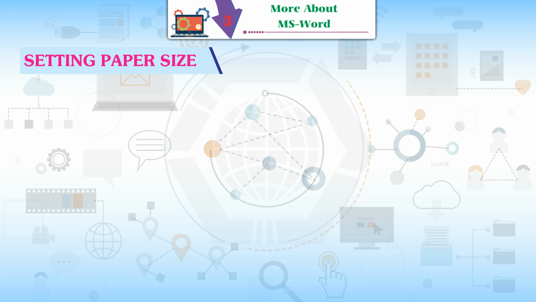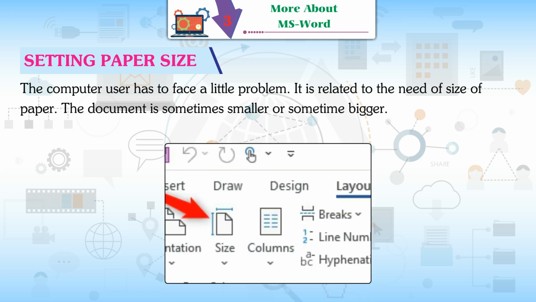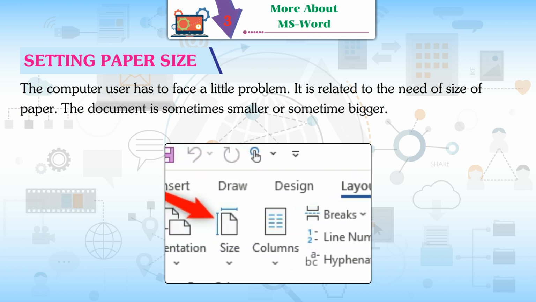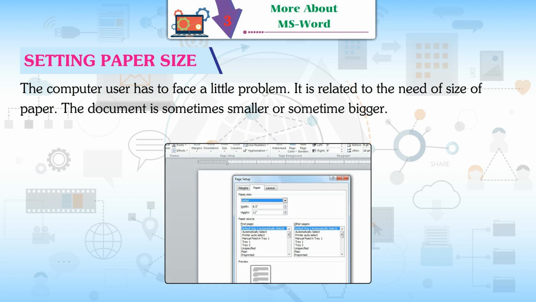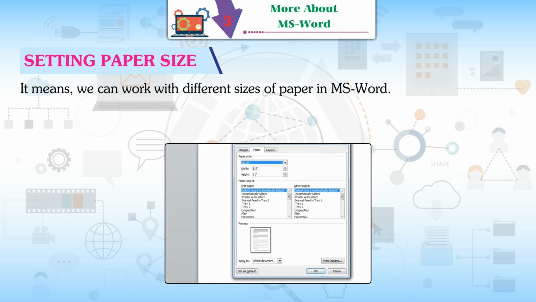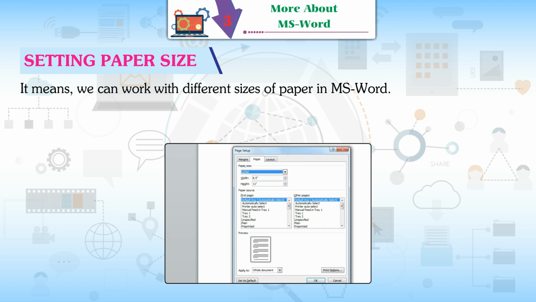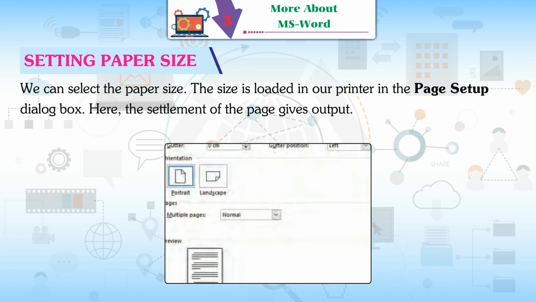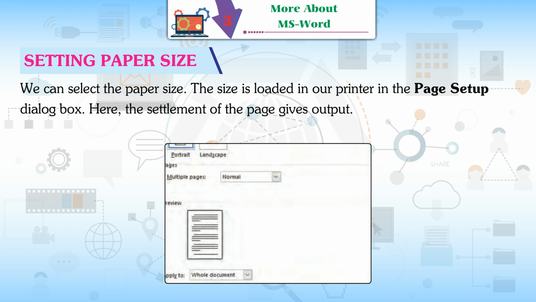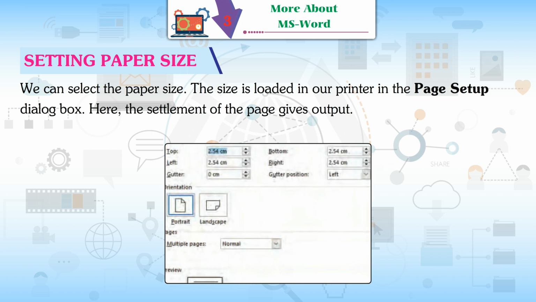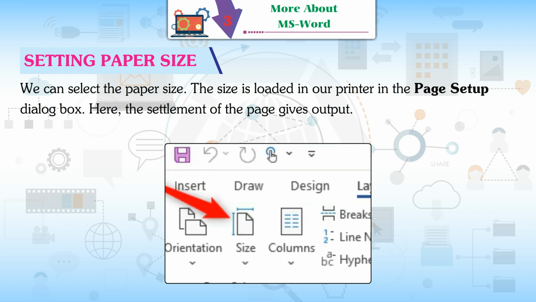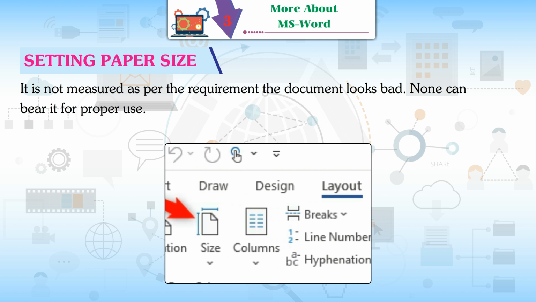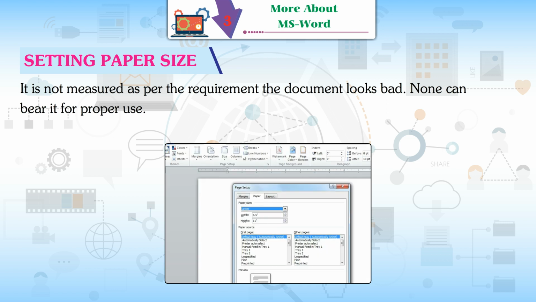Setting paper size. The computer user has to face a little problem. It is related to the need of size of paper. The document is sometimes smaller or sometimes bigger. It means we can work with different sizes of paper in MS Word. We can select the paper size. The size is located in our printer in the Page Setup dialog box. Here, the settlement of the page gives output. If it is not measured as per the requirement, the document looks bad. No one can bear it for proper use.